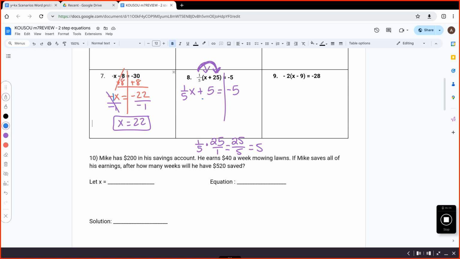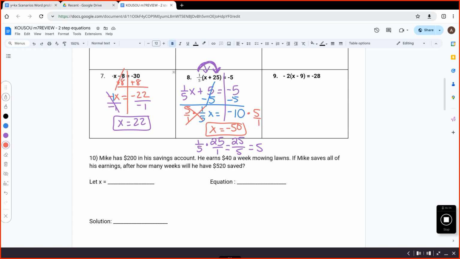All right, now we are going to subtract 5 on both sides because this is the term that doesn't have the variable x. These guys cancel. We're left with 1/5 x is equal to negative 10. All right, now we are going to multiply both sides by the reciprocal because we have a fraction. So these guys cancel. We're left with x is equal to negative 50.